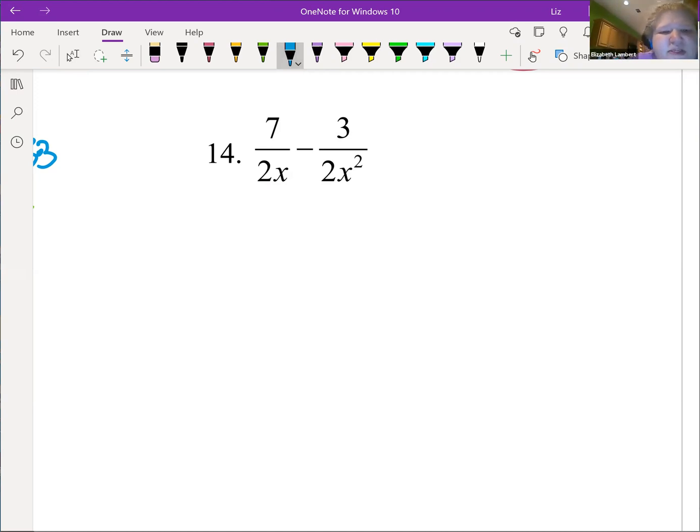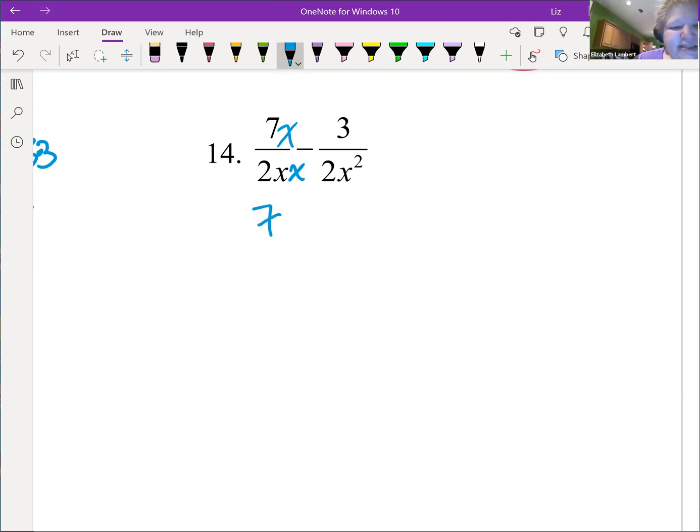All right. So this one looks ugly. It's not that bad though. Like we're not going to do much. So I have 2x and 2x squared, which is 2x times x. So they're almost identical, except I don't have that squared. The catch here is that doesn't mean I squared the first fraction. It means I multiply by another x, so it will become x squared. So we're going to multiply by x over x.